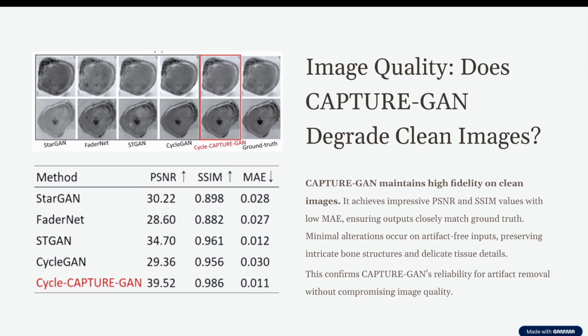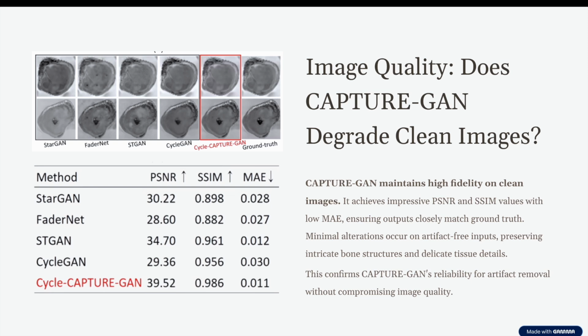A key concern when using any image enhancement technique is whether it might inadvertently degrade images that are already of good quality. So the researchers asked, does CAPTURE-GAN degrade clean, artifact-free images? The image strip at the top shows the result when artifact-free images were fed into different models. As you can see, output from CycleCAPTURE-GAN looks remarkably similar to the ground truth input.